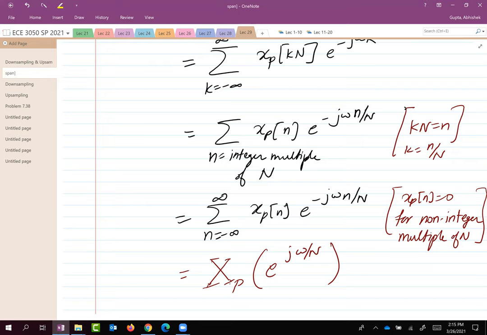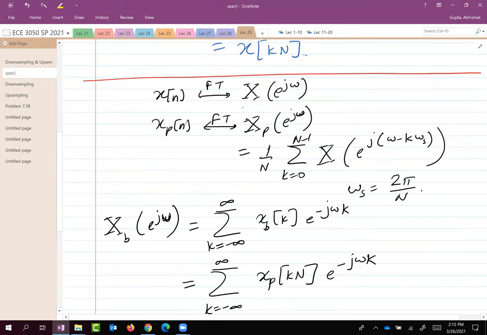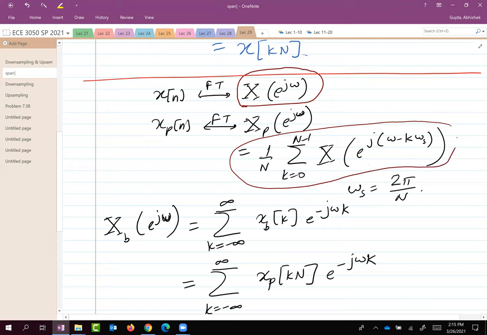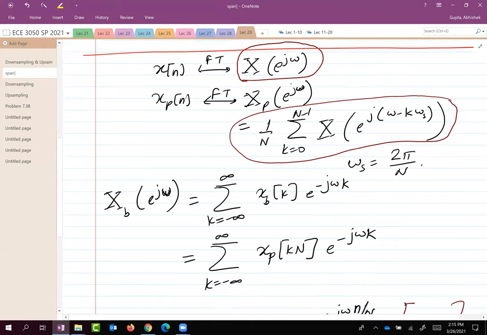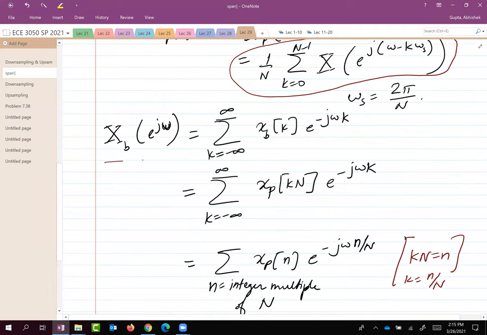Okay, so in the frequency domain, what I'm doing is I have this X(e^{jω}). I am going to replicate this X(e^{jω}) several times, actually exactly capital N number of times, in the frequency domain. And then after that, I'm going to stretch the frequency axis, the omega axis, by a factor of capital N. And that's what will give me the Fourier transform of x sub b.